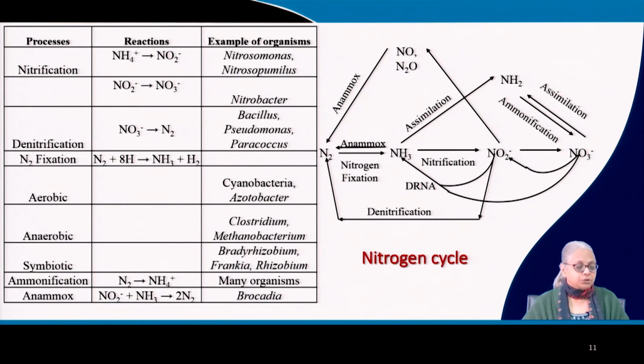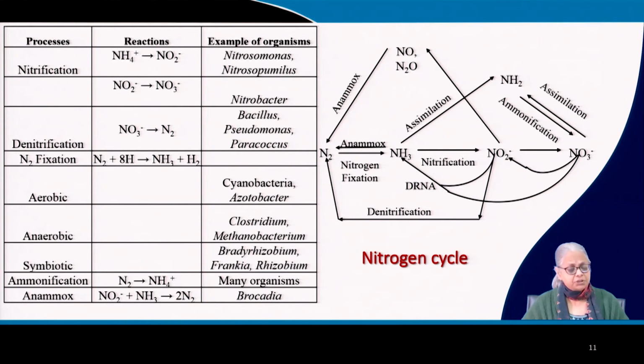Here are some examples of the bacterial species that are responsible for mediating all these reactions. So you have the nitrification reaction. Ammonia to nitrite is done by Nitrosomonas, nitrite to nitrate is done by Nitrobacter. Denitrification, where nitrate and nitrite are converted to N2, is done by Bacillus species, Paracoccus, Pseudomonas. They are all capable of doing denitrification.